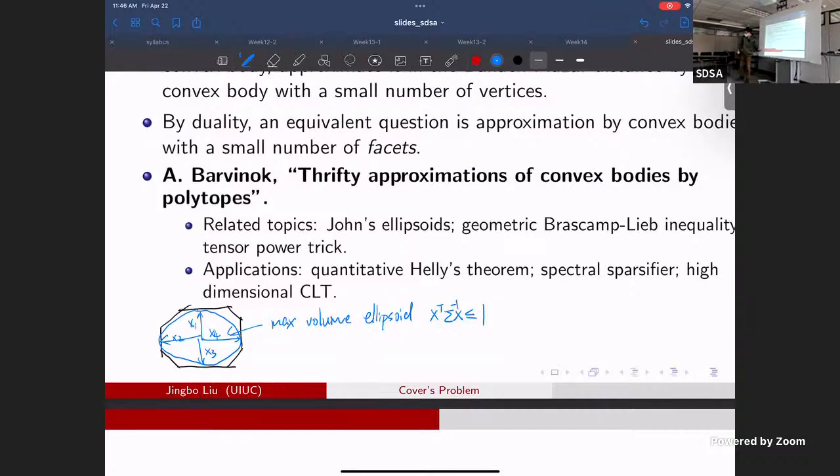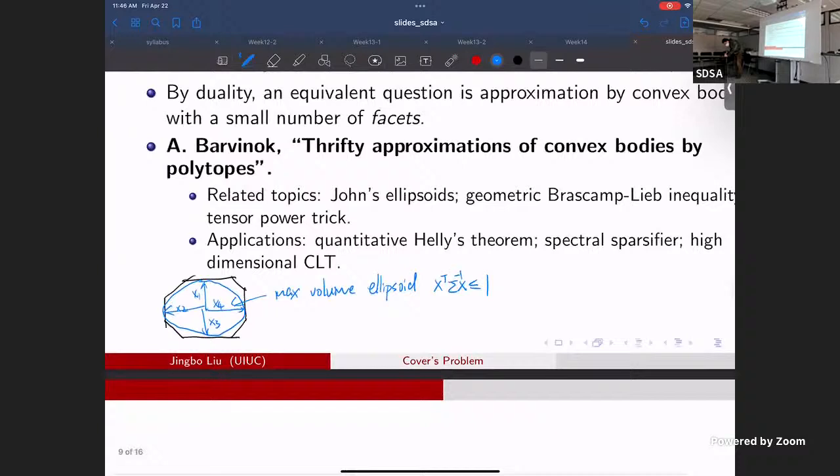And then if you have an assumption that this ellipsoid is maximum, then you can derive the following important property, which is that there exist some numbers A1 to A4 such that the sum of A_i times X_i X_i transpose is equal to 2 sigma. This is not hard to derive, basically from the Lagrange multiplier method. You have some constraints that this is inscribed in the convex body, and then you want to maximize the volume, and then you can get this. So this is also a condition in the geometric Brascamp-Lieb inequality.